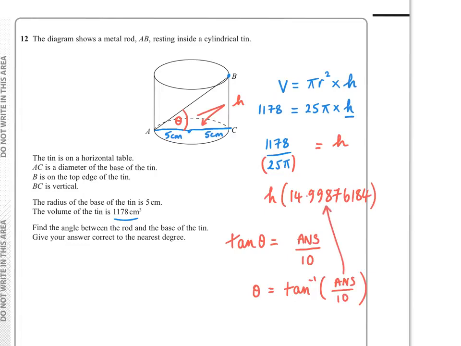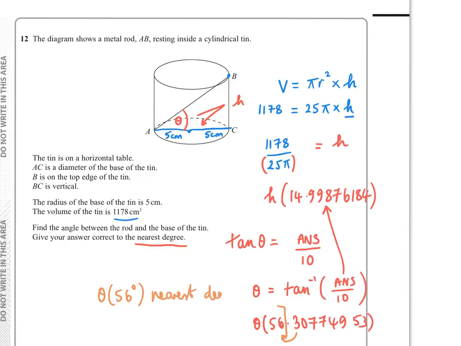So I'm going to write on my calculator shift tan of ANS divided by 10, close brackets, and that's going to be on my calculator 56.30774953. We want it to the nearest degree, so this 3 will not have any effect here, so theta will be 56 degrees, and that's to the nearest degree.